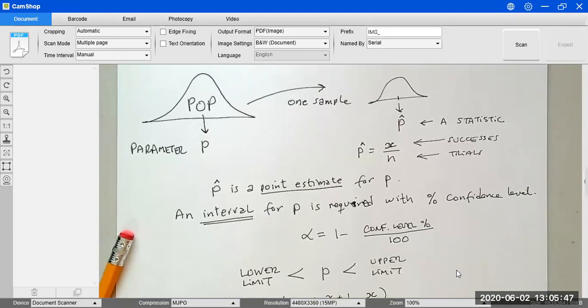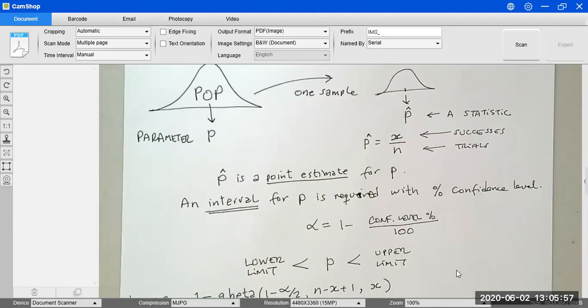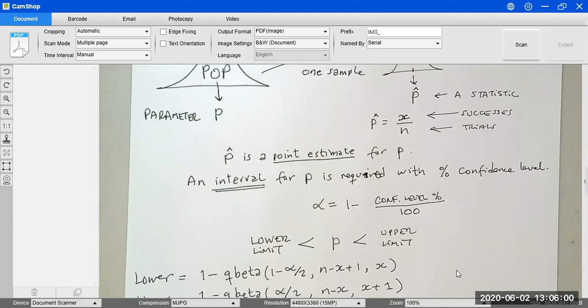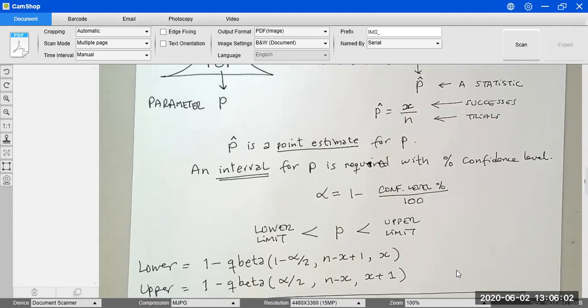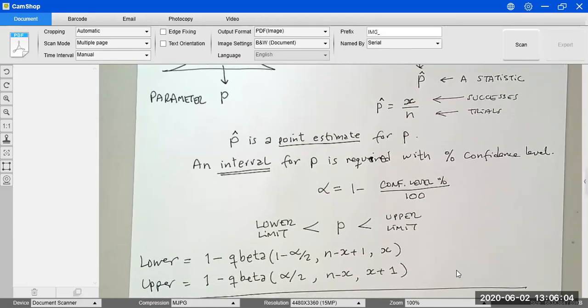So again, if you want to use the normal approximation, just look at page 390 for the normal approximation. Here we're going to use a different approach. We're going to find the lower limit and the upper limit by using the beta distribution. The beta distribution is going to give us the chance to get an exact lower limit and an exact upper limit for our confidence interval. So you have here the formulas.